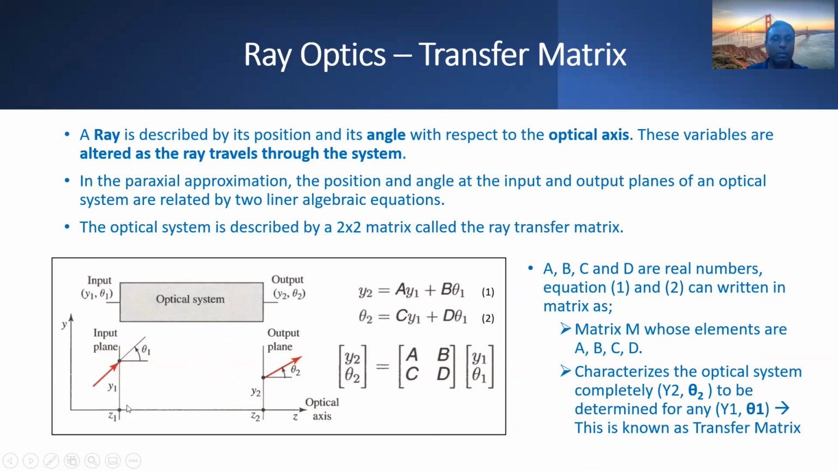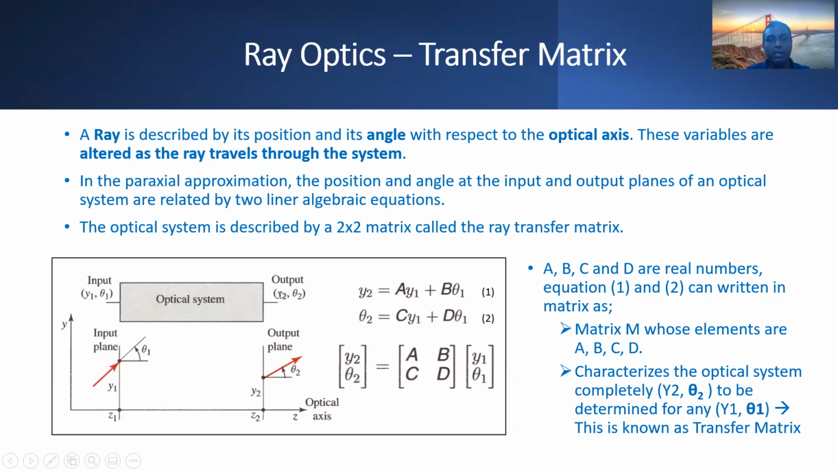Let's look at the figure here. We have the input y1, theta 1 going through the optical system, and then we expect the output to be y2, theta 2. Y1 and theta 1 are given in the y-axis and z-axis, where the z-axis is the optical axis. So we have the angle theta 1 for y1 at the input plane, and also the expected theta 2 at the output plane.